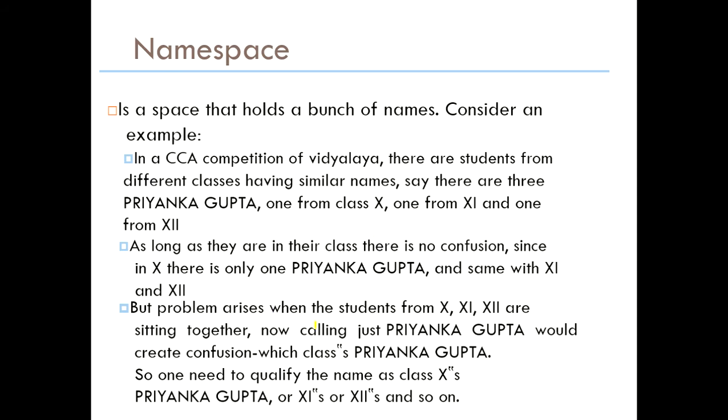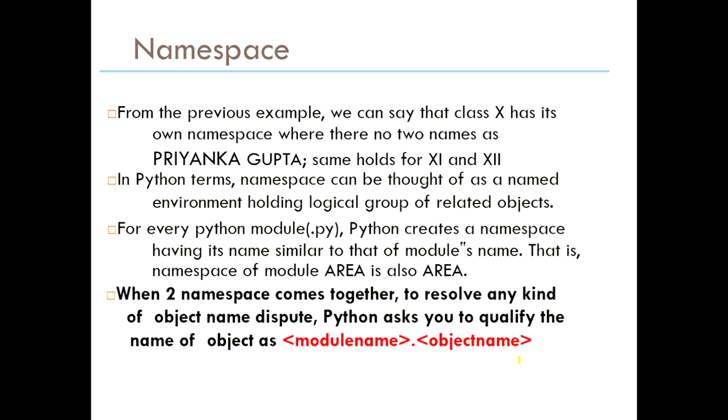But a problem arises when the students from 10th, 11th and 12th are sitting together. Now calling just Priyanka Gupta would create confusion. Which class's Priyanka Gupta? So one needs to qualify the name as 10th Priyanka Gupta or 11th Priyanka Gupta or 12th Priyanka Gupta and so on. From the previous example, we can say that class 10th has its own namespace where there are no two names as Priyanka Gupta. The same holds for 11th and 12th also.